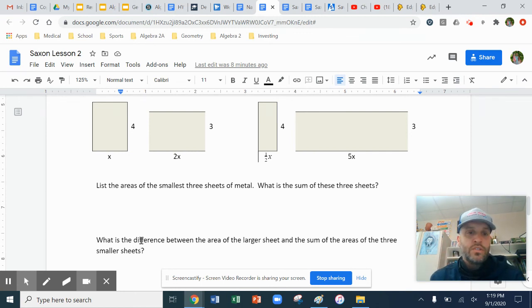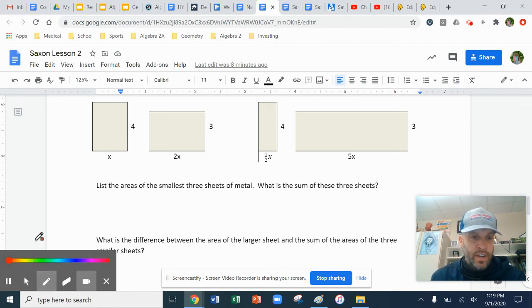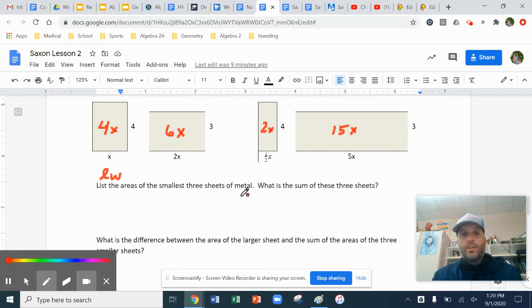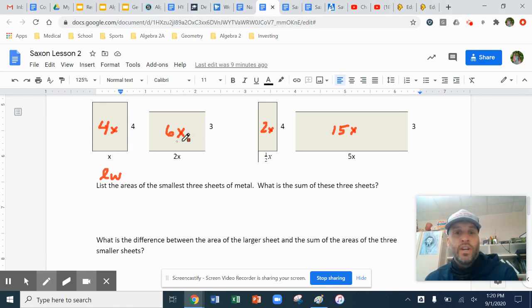First thing we're going to do is find the area of each of these sheets of metal, and to find the area of a rectangle, we are simply going to take length times width for each of these. So we'll do that first. We'll multiply our lengths and our widths together to find their total areas. So when I multiply out each area, I'm going to get 4x, 6x, 2x, and 15x. When we are multiplying, we can multiply the two number values together if possible, and then the x is also going to multiply in as well when we find the area.